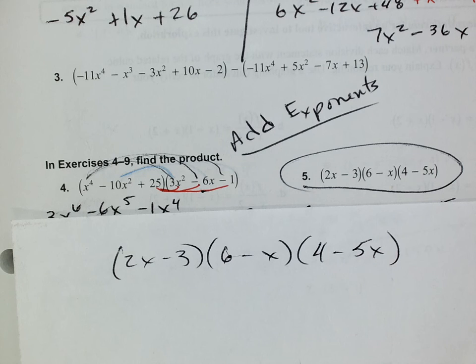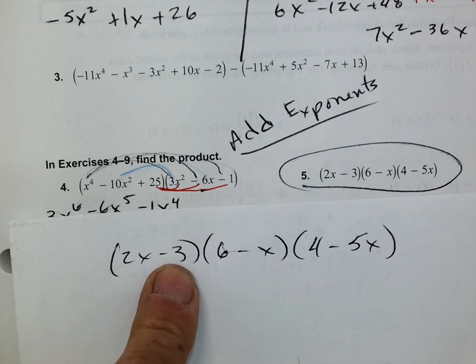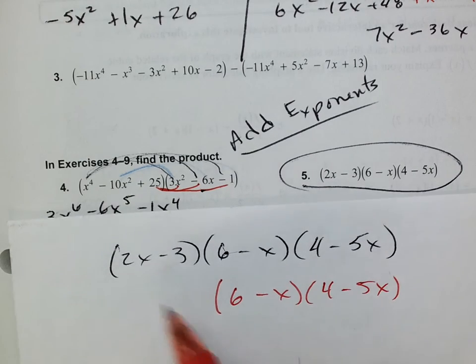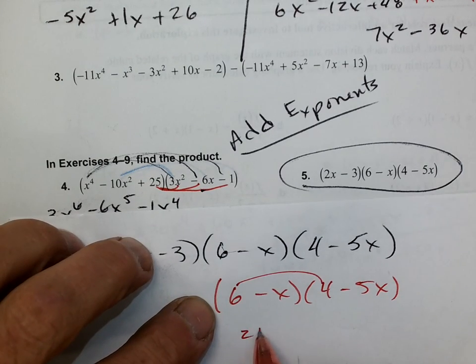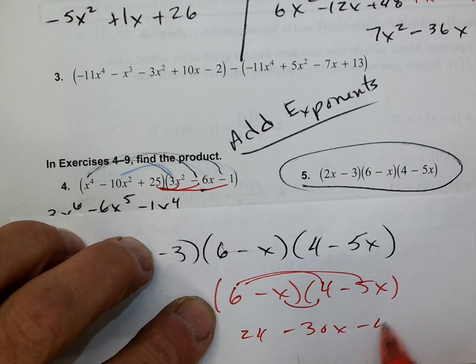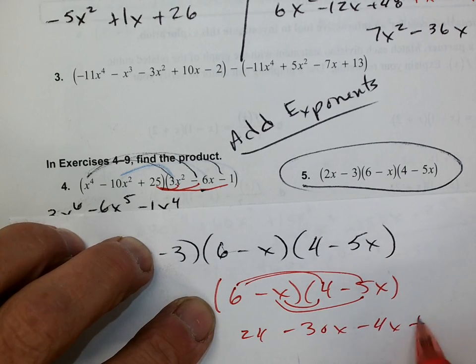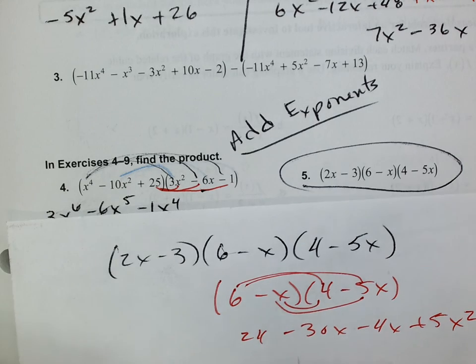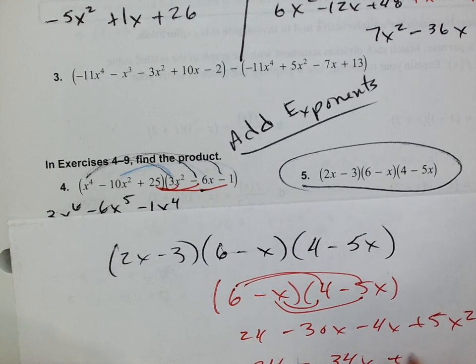So when I do these, I'm going to ignore this one first and just FOIL that, okay? All right, let me show you. So we've got to multiply twice. So I'm going to ignore this, and what I'm going to do is just my 6 minus x times my 4 minus 5x. I'm going to multiply the first one through later. So this times this, 24, this times this, minus 30x. Negative x times 4 is a negative 4x. Negative x times a negative 5x is a positive 5x squared, right? And then tidy things up. 24 minus 34x plus 5x squared, right?